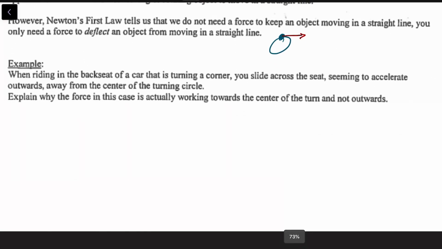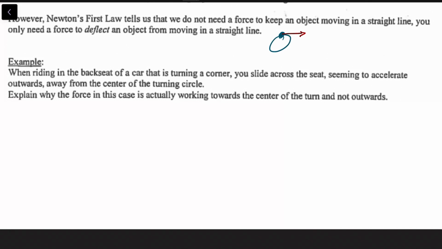An example of this is when you're riding in the back seat of a car that is turning. I'm sure you guys have been in this situation before. You slide across the seat, seeming to accelerate outwards away from the center of the turning circle. When you turn left in a car, you feel like your body is being accelerated towards the right.